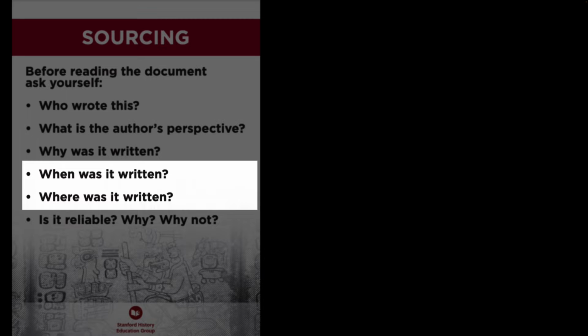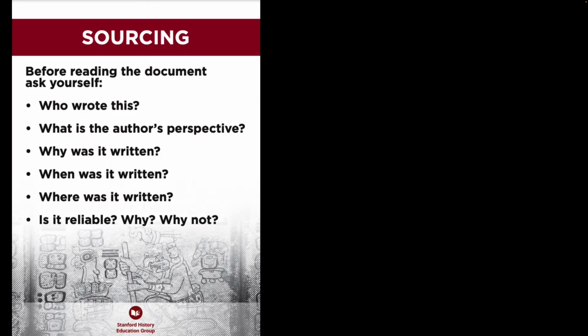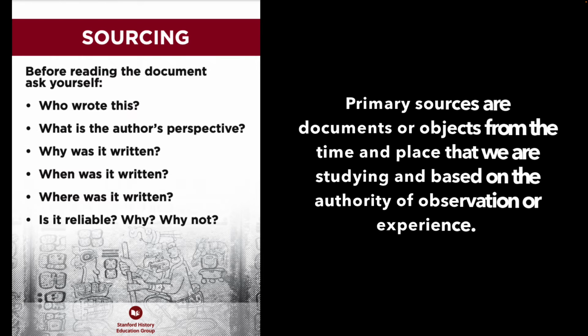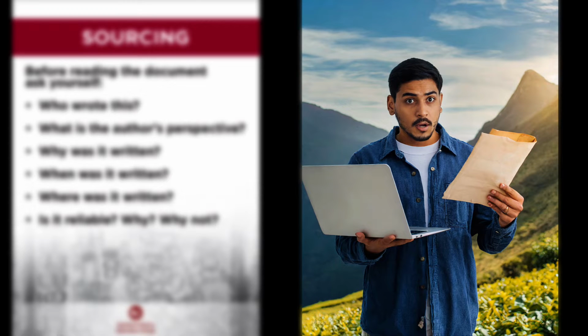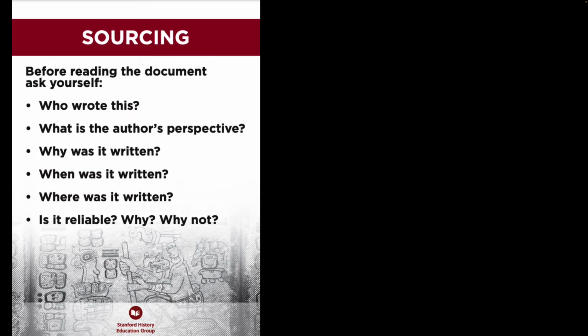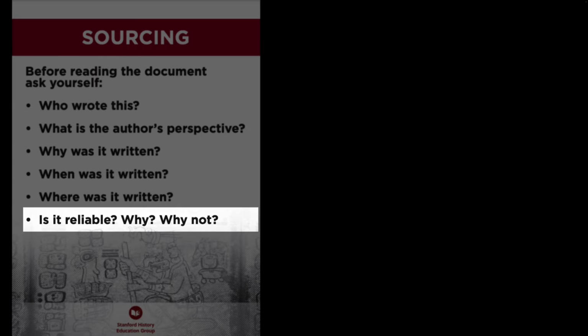When was it written? This helps us determine what this primary source is going to help us answer. We know that primary sources are supposed to be from the time and place that we are studying. So if we find out that a source was written in a totally different time or written in a totally different place, well, then we know that it's not super valuable for understanding the history that we're interested in understanding. And then the final question we have to ask is, is it reliable?